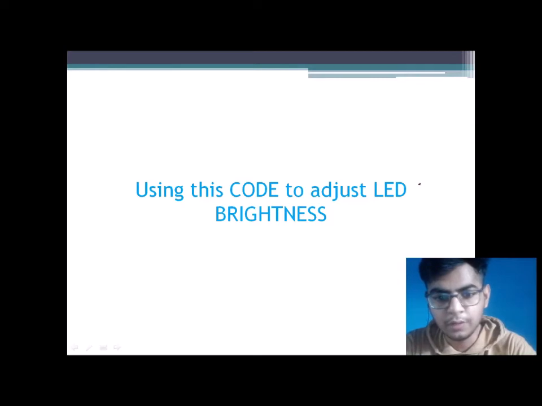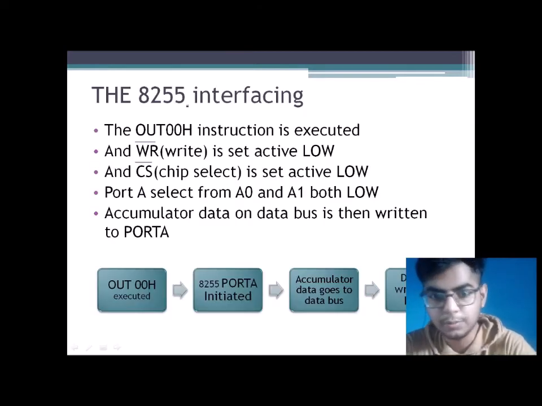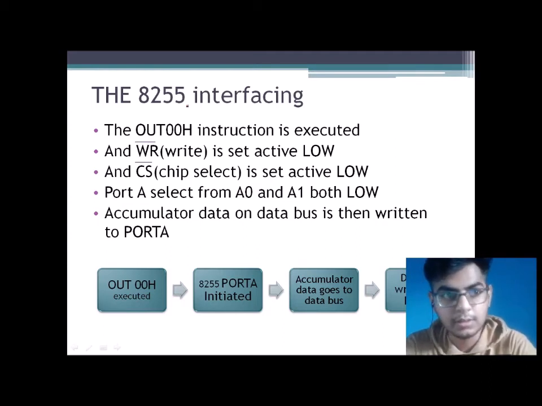Now to get a practical intuition, we put this code and try to make an LED brighten, fade and brighten. We can't connect the LED directly to our microprocessor because it draws high current, and our microprocessor isn't suitable for high current flows. Thus we need an interfacing chip like the 8255.